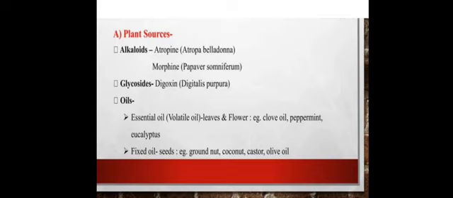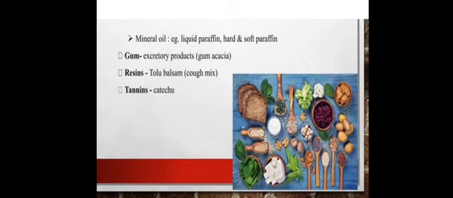Plant sources: alkaloids, atropine and morphine. Atropine is extracted from Atropa belladonna, morphine from Papaver somniferum, and glycosides, for example digoxin from Digitalis purpurea. Then oils: essential oil, fixed oil, etc. Essential oil, also known as volatile oil, is from leaves and flowers of clove, peppermint, eucalyptus, etc. Fixed oils are from seeds, for example groundnut, coconut, castor, olive oil, etc. Mineral oil, for example liquid paraffin, hard and soft paraffin.